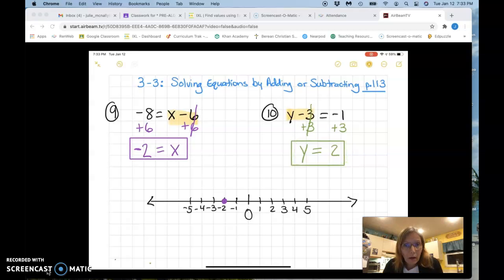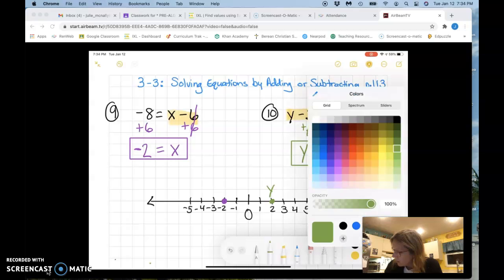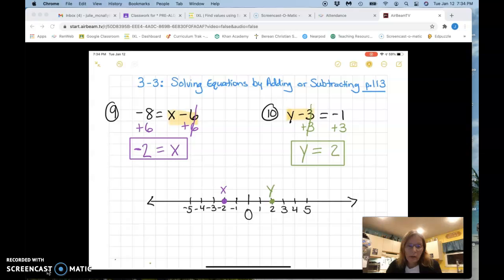So again, all I do is plot a point on the number line at positive 2. Okay, so here's 2, and there's my point. And I'm going to call this point y, and I'm going to call this other point x. So we know when we look at that graph, x is negative 2, y is positive 2.